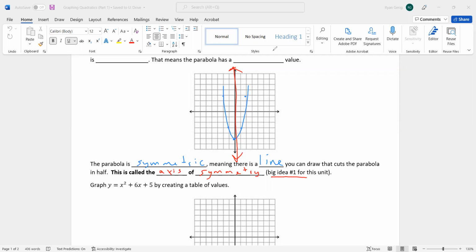Okay, that's big idea number 1 for this unit. The axis of symmetry cuts the parabola in half. It's always a vertical line that cuts it in half.